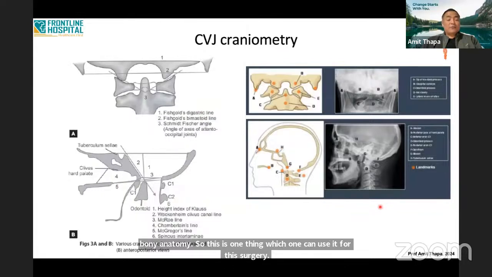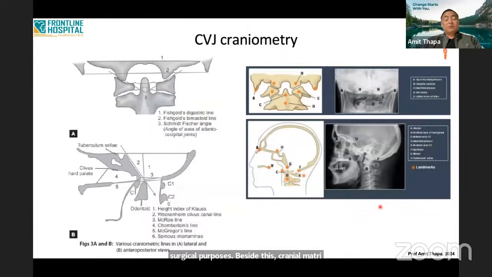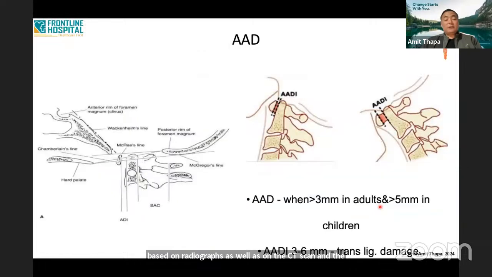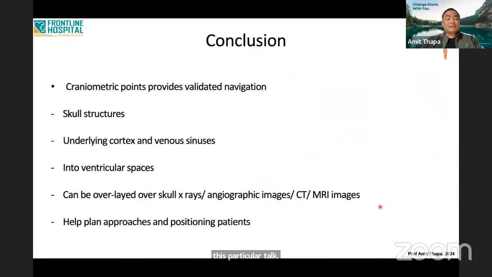Besides this, craniometry is also being used for diagnostic purposes, particularly in the CVJ. So we all are aware of these atlases, particularly based on radiographs as well as on the CT scan and the MRI. So whenever we diagnose basilar invagination as well as atlantoaxial dislocations, we actually use these craniometric points for diagnostic reasons. But I would like to keep this particular talk short in this part, because there were a lot of things which we've already discussed.